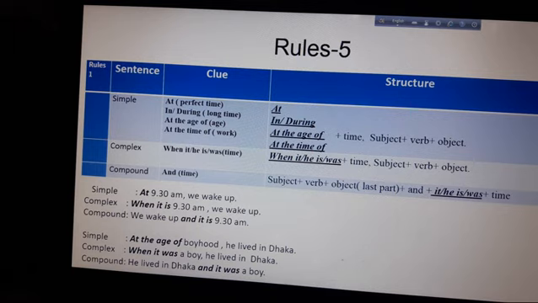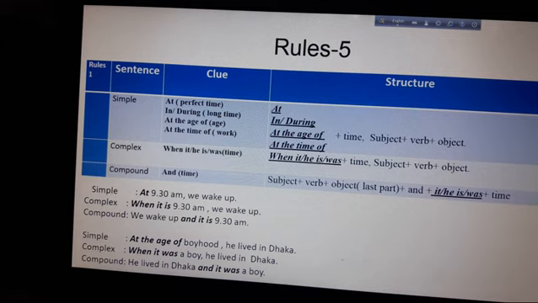Okay. Another example: at the age of boyhood, he lived in Dhaka. At the age of boyhood, this is the age. For that reason, when it was boyhood, when he was a boy. Boyhood means a period of time, but when you use a complex sentence, when it is or was a boy, he lived in Dhaka. Compound sentence: he lived in Dhaka and it was a boy. He was a boy.